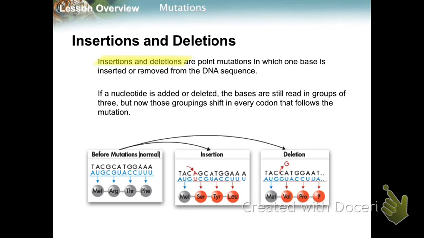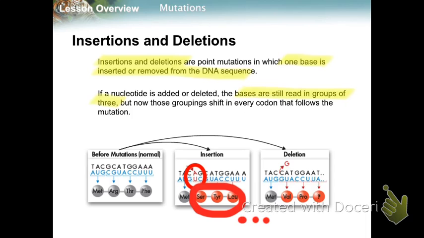Insertions and deletions are more serious. This is where one base is either inserted or removed from the DNA sequence, just like they sound. If a nucleotide is added or deleted, the bases are still in codons, groups of 3, but now everything has shifted down after that insertion. In this case, this A has been inserted. So what has happened is all 3 of these amino acids, and then on down the road also, will all change.